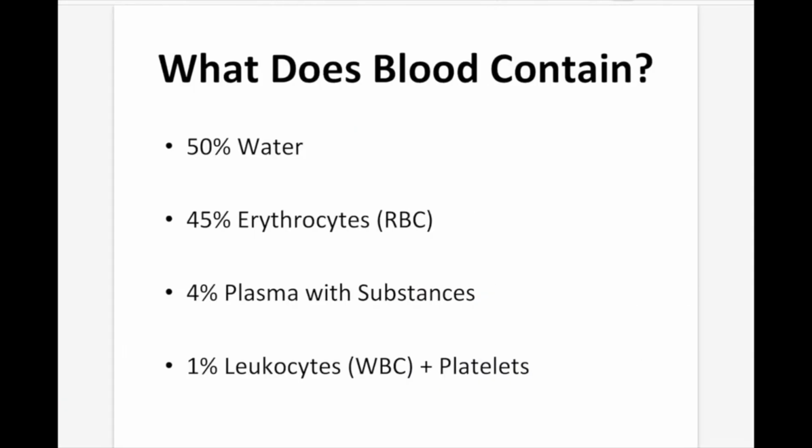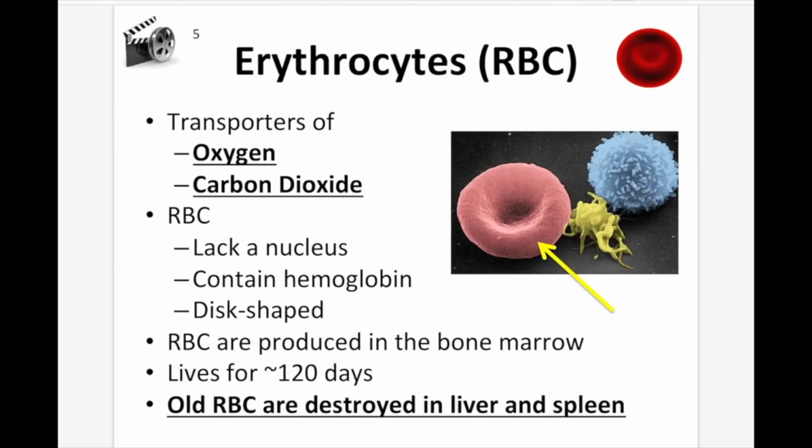Now, what does blood contain specifically? It's mostly water. 50% of our blood is water. 45% is red blood cells, or erythrocytes. 4% is plasma with substances. And 1% are going to be our white blood cells, or our leukocytes, plus our platelets. So let's be a little bit more specific about each one.